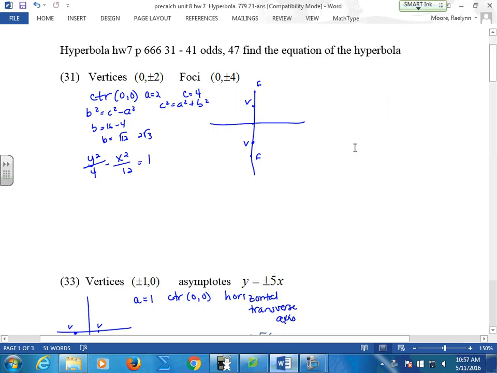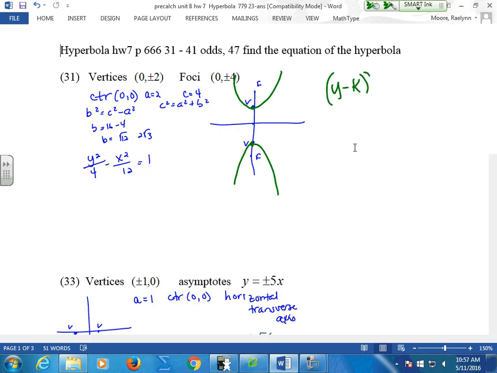Start with what they first give you. They give you your vertices at (0, 2) and at (0, negative 2). So, right away, which way is my hyperbola going to open? Up and down, right? This way. So, which is my major axis? The y. So, I'm going to start this way. And my A always has to come first in a hyperbola.